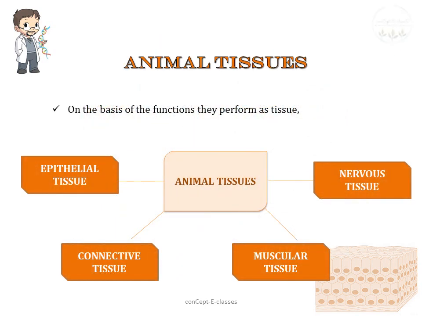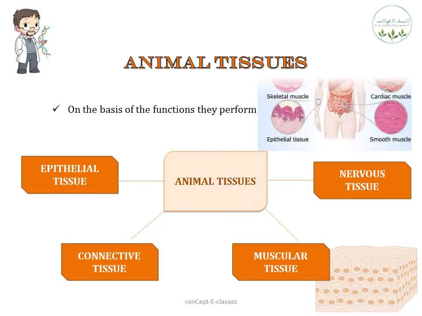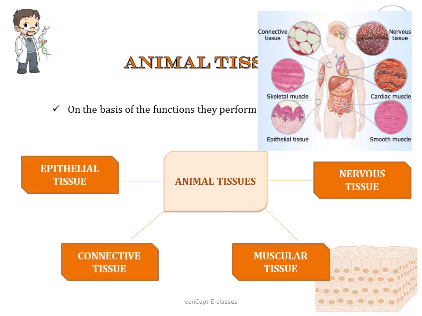On the basis of the functions they perform, we can think of different types of animal tissue such as epithelial tissue, connective tissue, muscular tissue and nervous tissue. So let's discuss each of these tissues briefly.